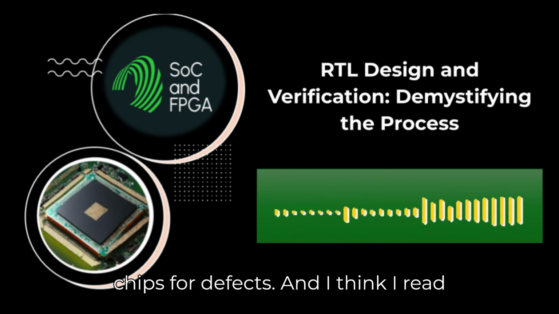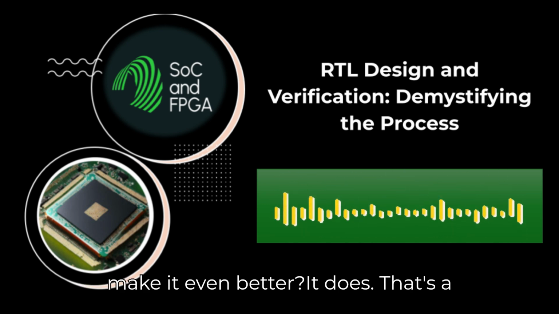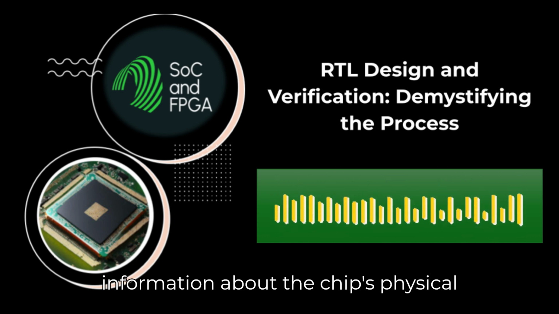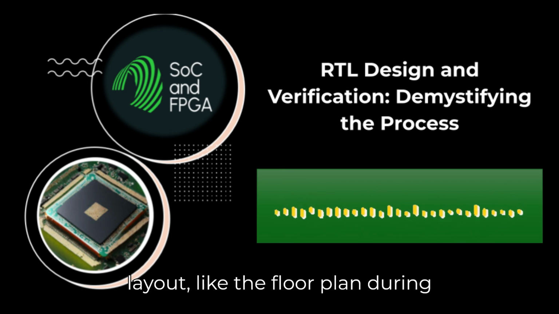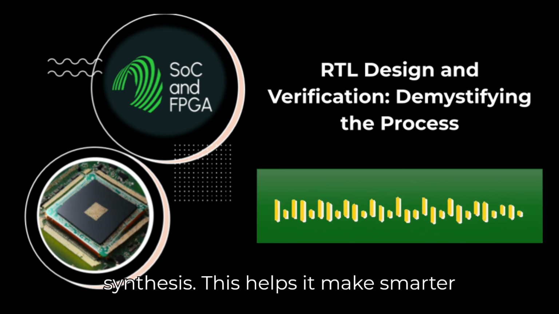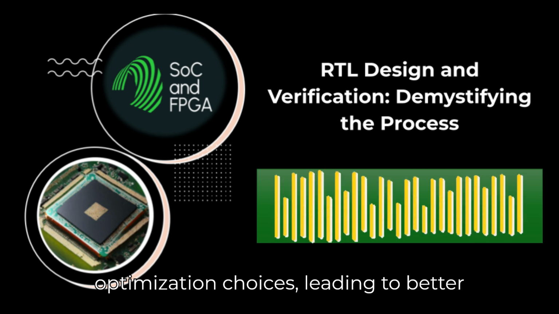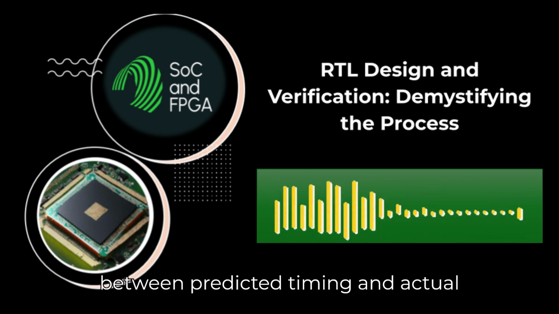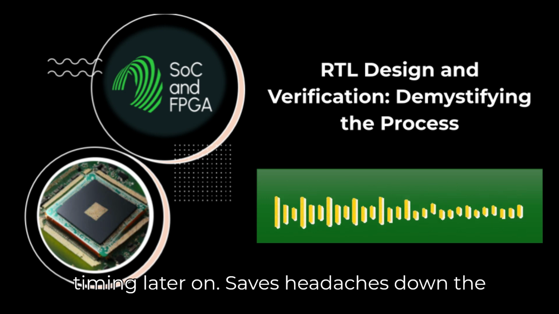defects. And I think I read about physical aware synthesis. Does that make it even better? It does. That's a more advanced form that pulls in information about the chip's physical layout, like the floor plan, during synthesis. This helps it make smarter optimization choices, leading to better PPA results and better correlation between predicted timing and actual timing later on. Saves headaches down the line.